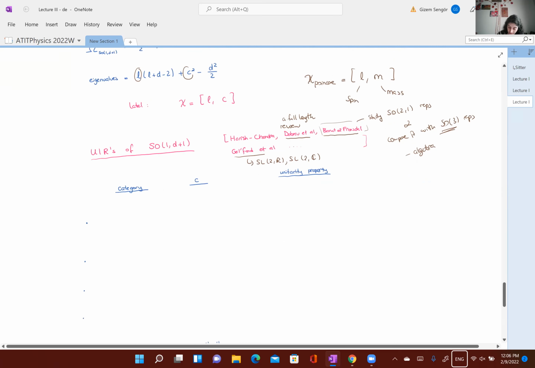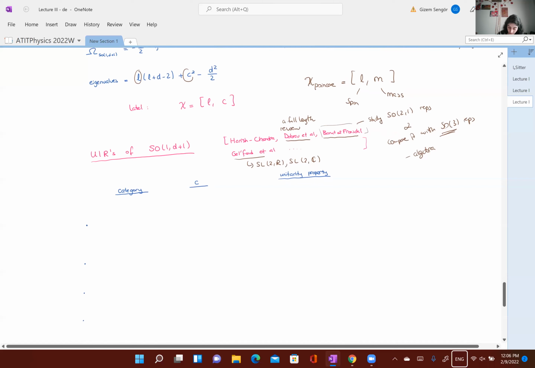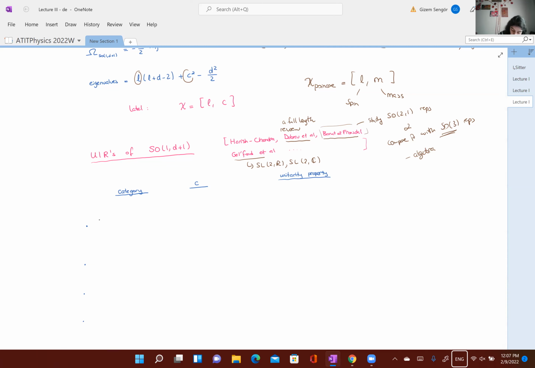But at the end of the day, what did they come up with? They found out that the unitary irreducible representations of this group are categorized with respect to scaling weight. And they fall under 4 different categories. And then within each category, you also have the spin. So the first category is called principal series. And for these, the scaling weight has a purely imaginary value.